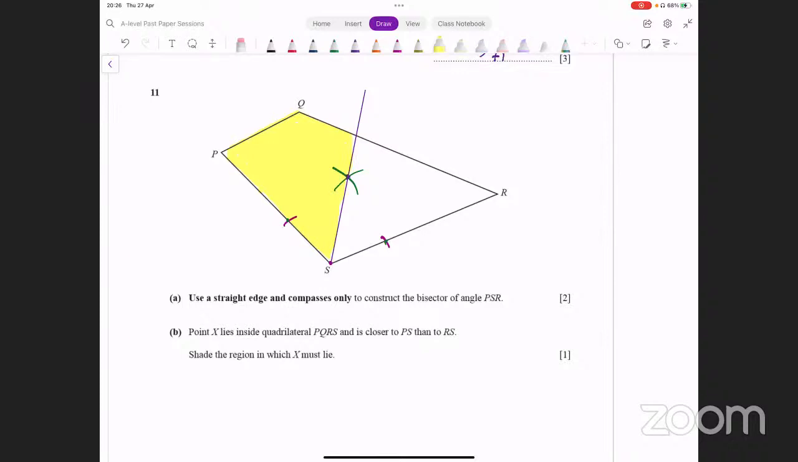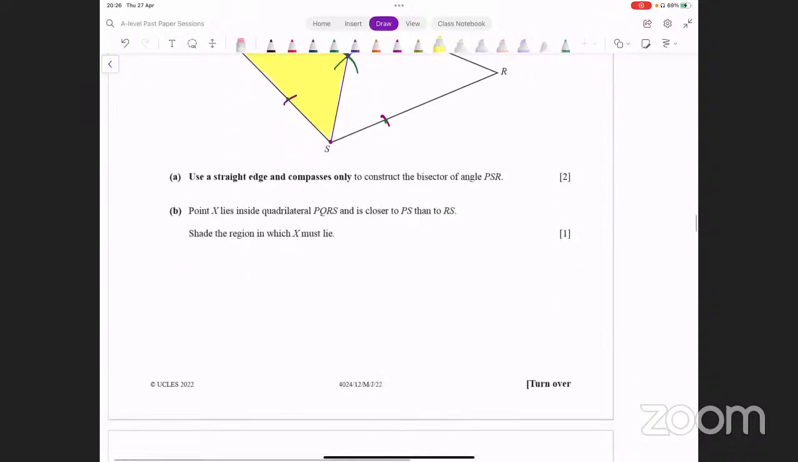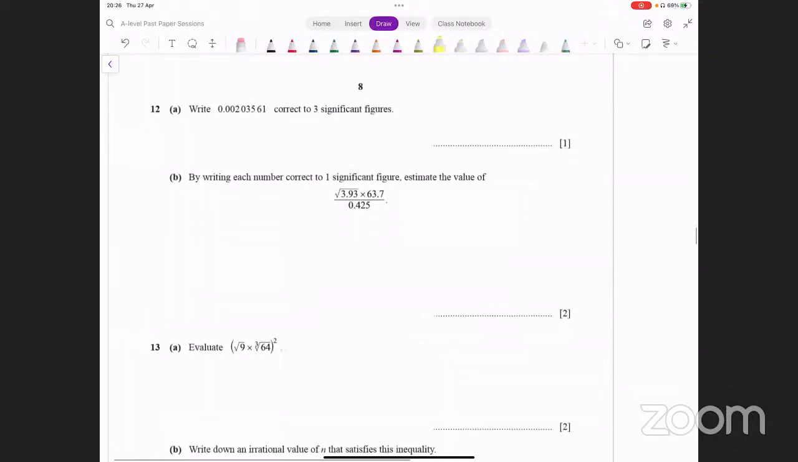That was question number 11. Let's move on. Question number 12. It says, write 0.0020356 correct to 3 significant figures. Now, how do we do this? 3 significant figures. आपको significant figures के rules पता होने चाहिए. You can either write it in scientific form, लेकिन उसने यहाँ पे scientific form में लिखने का नहीं कहा, तो आपको जरूरी नहीं है वैसे लिखना.